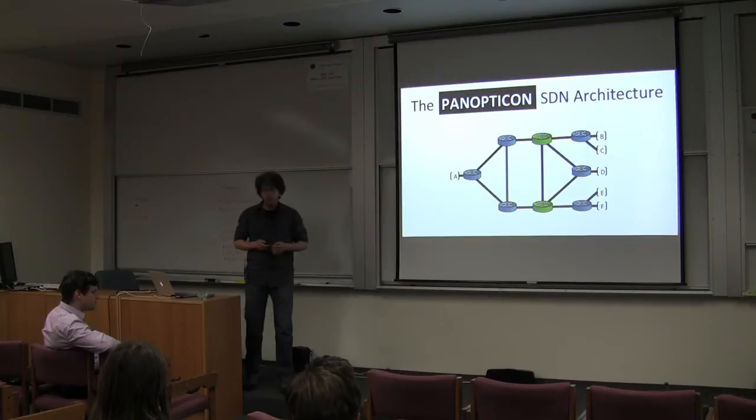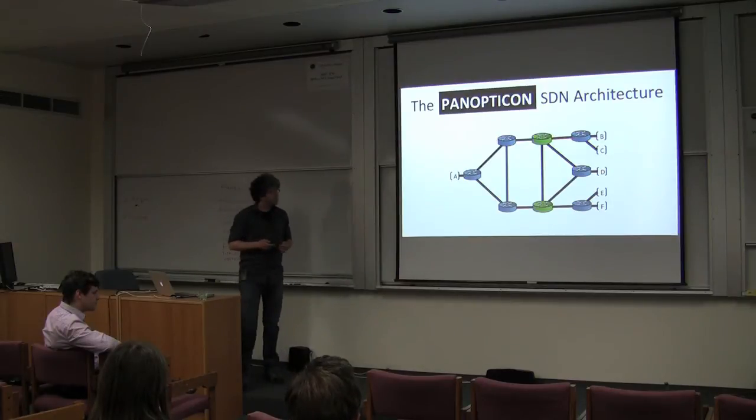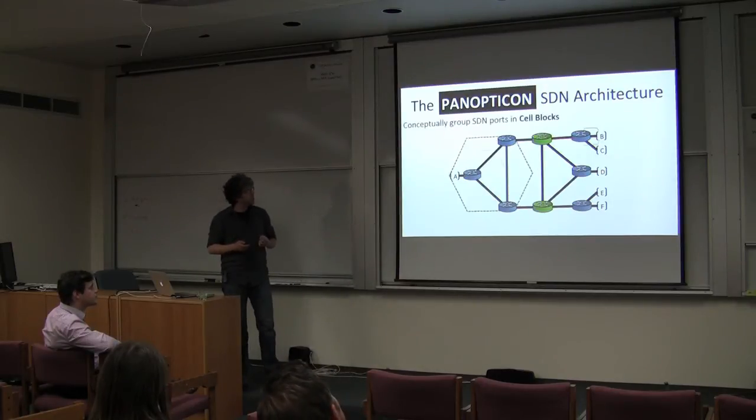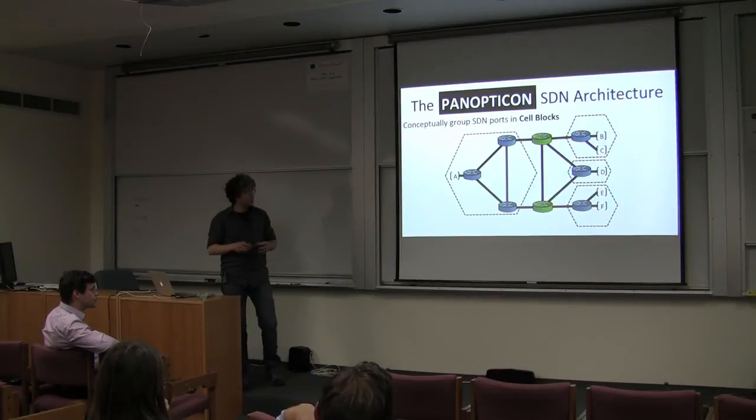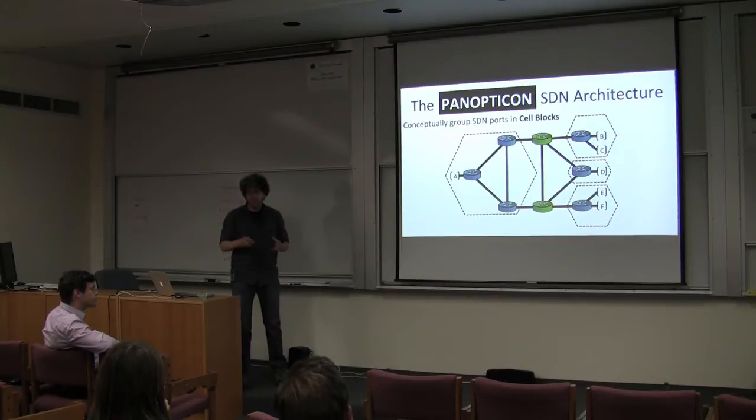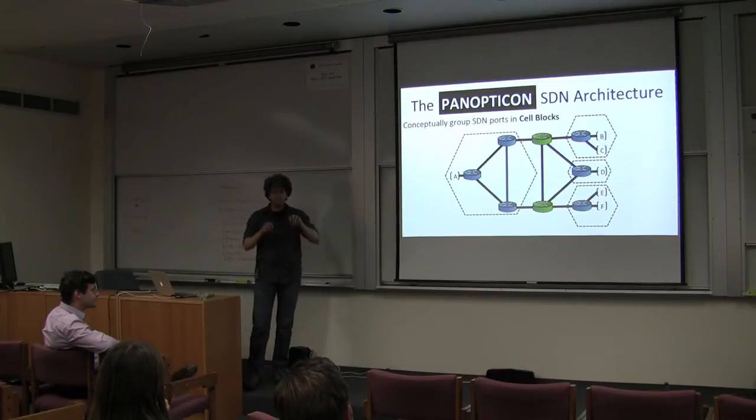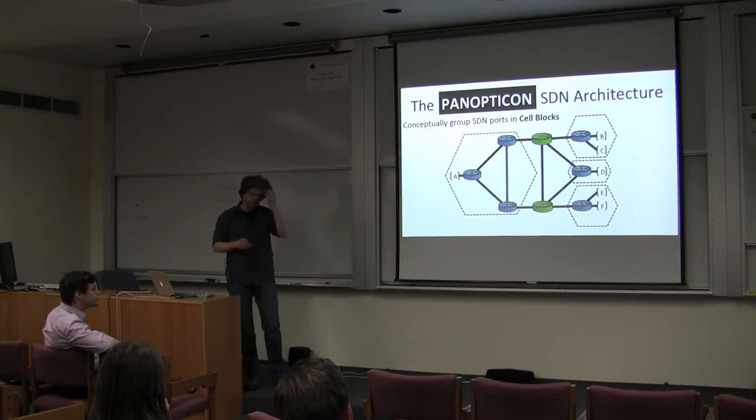So let me describe how Panopticon solves this problem. The first thing that we do is we conceptually group endpoints in the network into what we call cell blocks. And these are the connected components that you get when you basically remove the SDN upgraded switches from the network. It's a conceptual grouping that allows us to more easily reason about the scalability properties of the network.